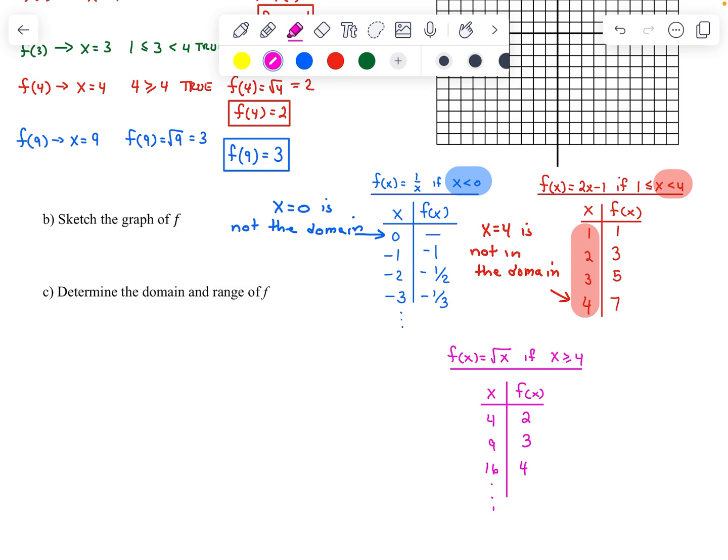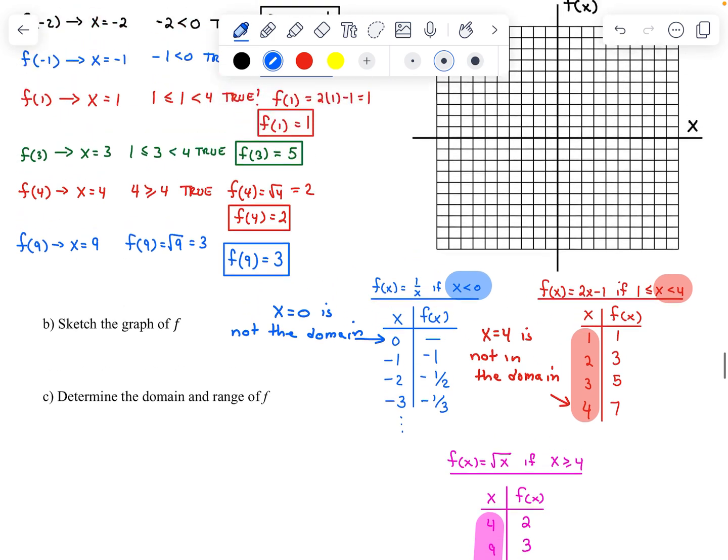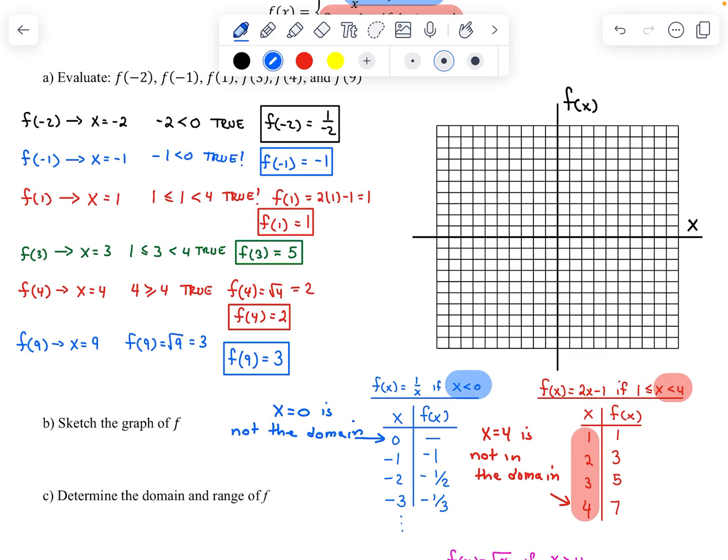And for the table of values in pink, I started at 4 and I went to 16, even though I can go further. However, I don't need to go further because I can get the general idea of the shape of this graph just from those three coordinates. Okay, so now that I have all of the table of values, let's go ahead and plot the coordinates associated with them, starting with the table in blue.